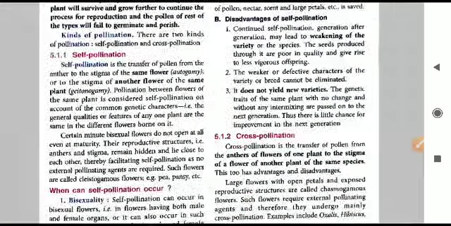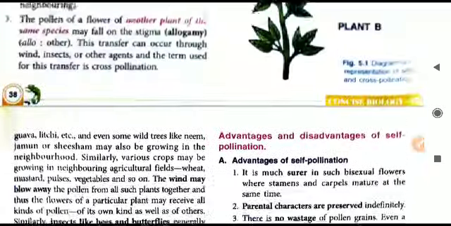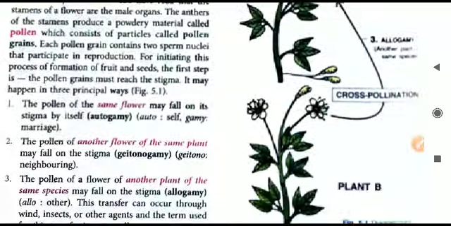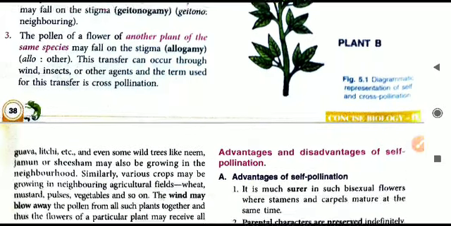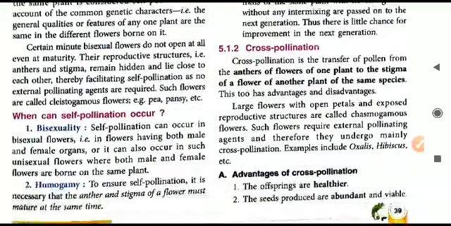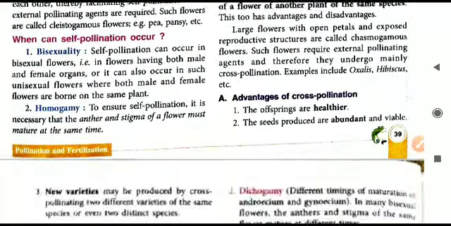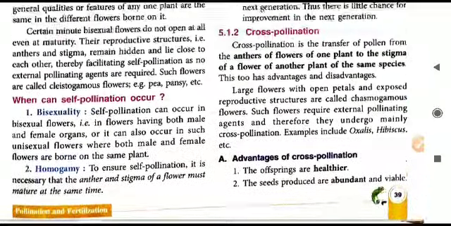So that is all we have completed up to self-pollination, various aspects. We started with the introduction of pollination, types of pollination, various scenarios of pollination we have seen. In the upcoming video, we'll continue from cross-pollination and its advantages and disadvantages.